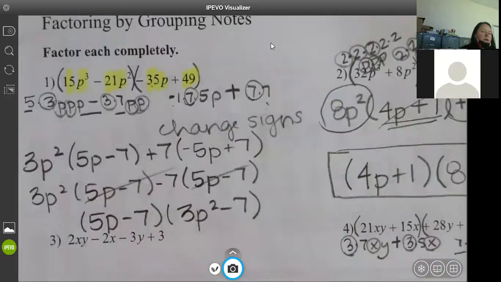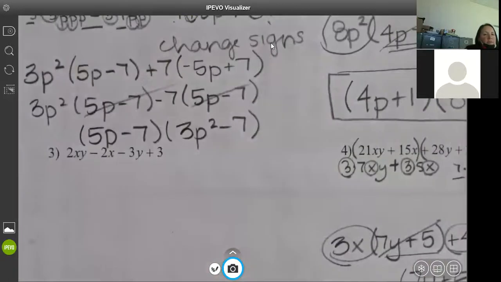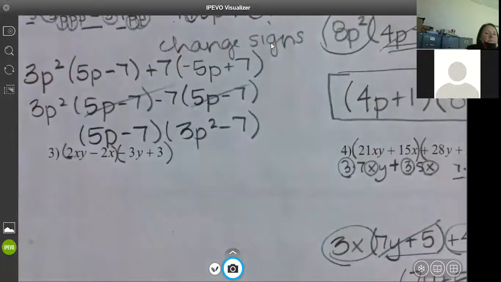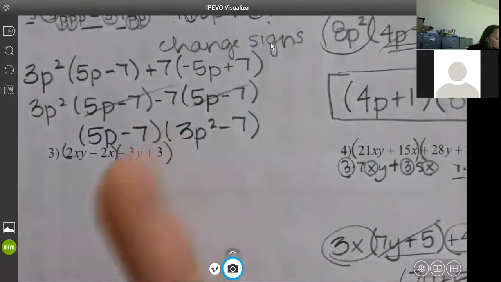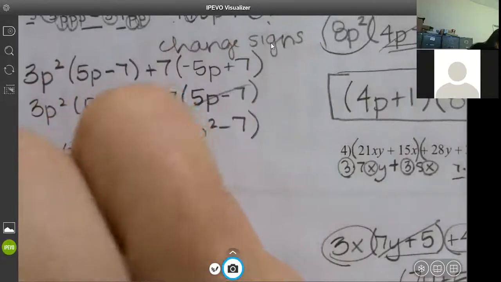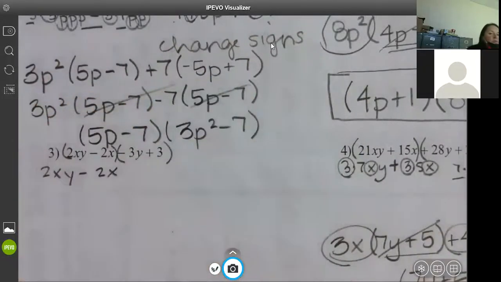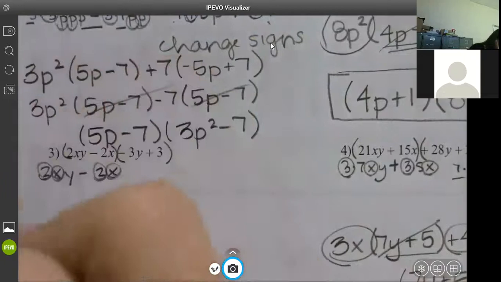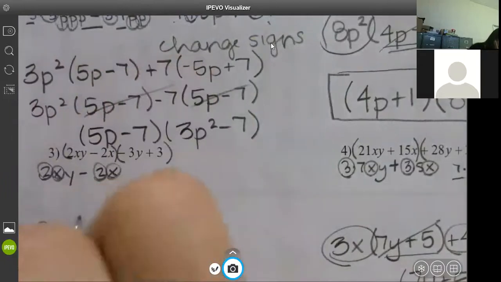Let's see. Number 3 is exactly the same. We're going to group the first 2 and the last 2. In the first one, we have a 2xy and a 2x. What's in common? A 2 and an x. What's that leave me with?